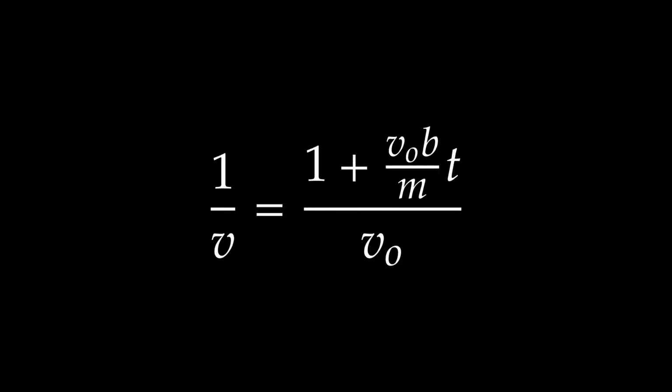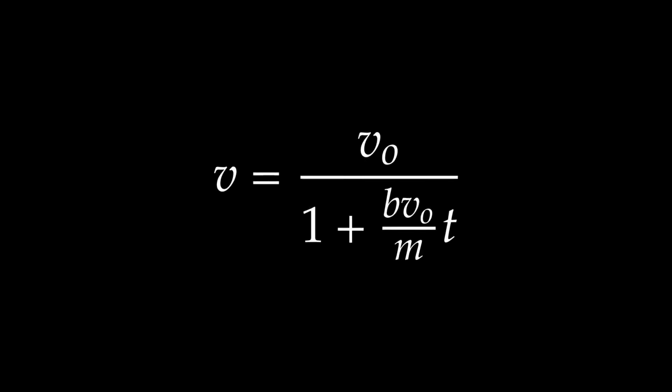So now I can combine those fractions, and what I have is 1 over v is equal to 1 plus v0b over m, and I took the privilege of changing the order of those terms just because I think it looks more attractive that way. It's purely an aesthetic choice. Divided by v0, and now I can invert it and get my final result. So my final result here is going to be that the velocity as a function of time, which again has no exponential function in it, is going to be v0 divided by 1 plus v0b over m times t.